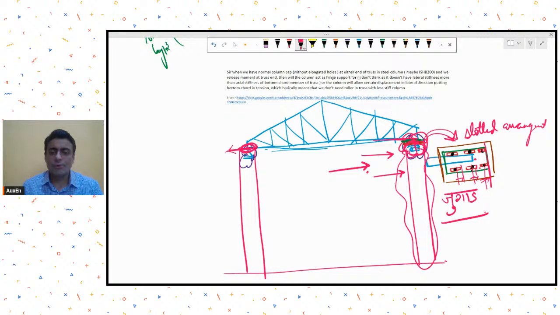And then how do you support this? So I had explained that you may provide some in-plan bracings. Usually these bracings are connected to the bottom chord and a member which is called a tie runner. So these discussions we had in the last session. But now what he is asking is, when we have column cap at either ends.